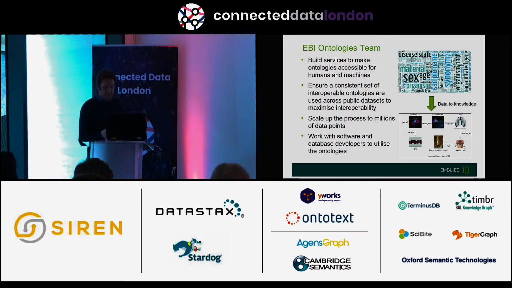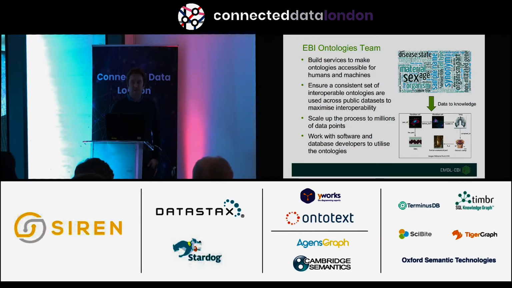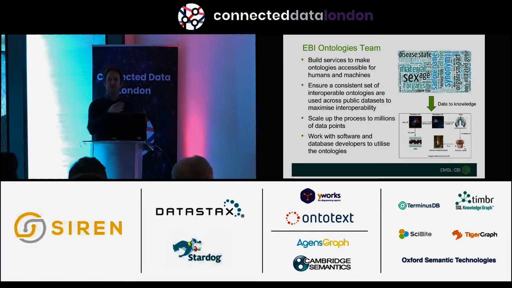We want to ensure that there's a consistent set of ontologies that we're using across the institute. We have over 80 databases, and we want to be sure that all of our different databases are using the same standards, and also that the other databases in the US are using the same standards. So we want to make sure that we're converging as a community around the same standards to maximize the interoperability of the data that we're curating.